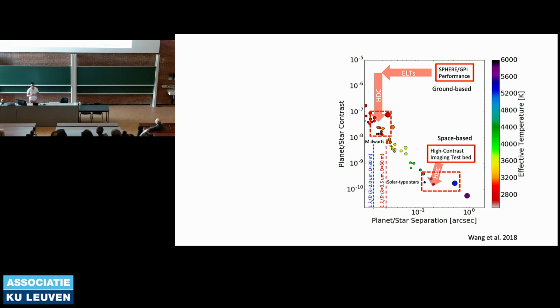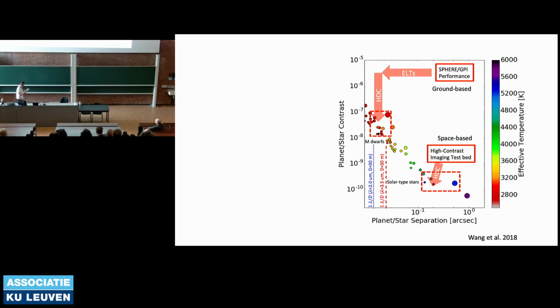The next generation, for example, HABEX or LUVOIR that are under study by NASA, right? Currently, the high contrast imaging testbed can only reach about 10 to the minus 9 contrast level for space missions. But it really requires a 10 to the minus 10 contrast to directly study a true Earth analog, which is an Earth-like planet around solar-type stars. So HDC can help to close the contrast gap for both ground-based telescopes and space-based missions.